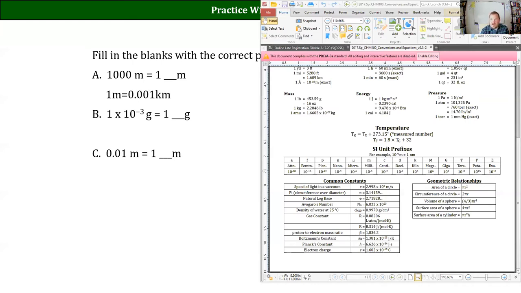Very good. You could write it in scientific notation as well. You could say 1 × 10⁻³ kilometers. Those are identical ways of writing the same number, right? We're not really converting anything from scientific notation to regular notation. It's just a different way of writing the same number.